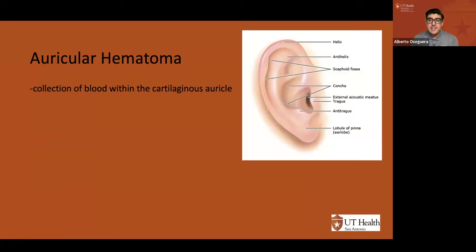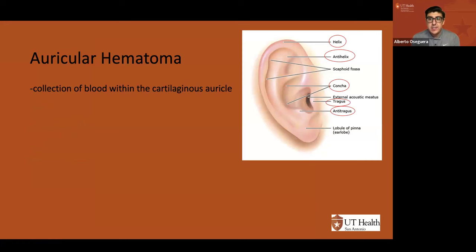Moving on to the ear. One of the most common things that you'll see in combat sports is something called auricular hematoma. That is essentially a collection of blood within the cartilaginous part of the ear. The ear has different areas of cartilage: the helix, the antihelix, the concha, the tragus, and then the antitragus.